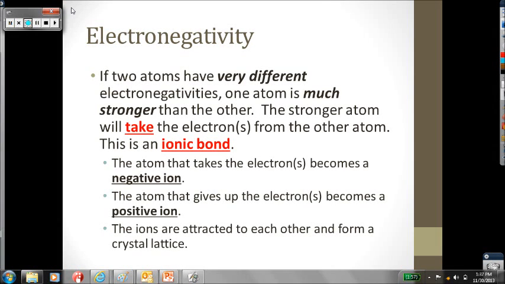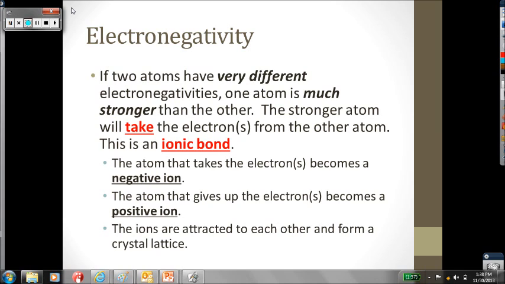Okay, the last type of bond that we're going to talk about is an ionic bond. And recall when we talked about electronegativity, we said that ionic bonds form because the two atoms have really, really different electronegativities. So one atom is going to be much, much stronger than the other atom. So the stronger atom is going to take the electron from the less electronegative atom, and an ionic bond is going to form. So the atom that takes the electron becomes a negative ion. The atom that gives up the electron becomes a positive ion.